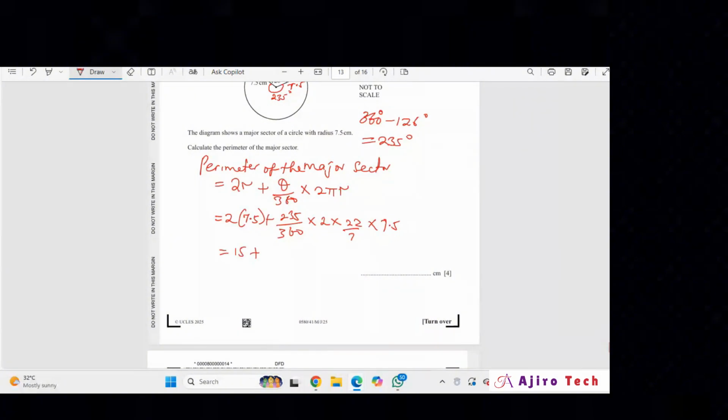Let's multiply this one here, which is 235 times 2 times 22 times 7.5. That will give us 77550 divided by 2520, when you do 360 times 7 to give us that. So we have 15 plus 77550 divided by 2520. That will give us an answer as 30.7738. So add it to 15. When you add it to 15, that will give us 45.